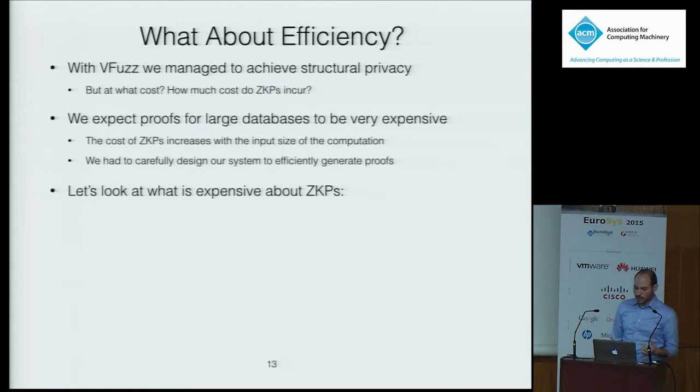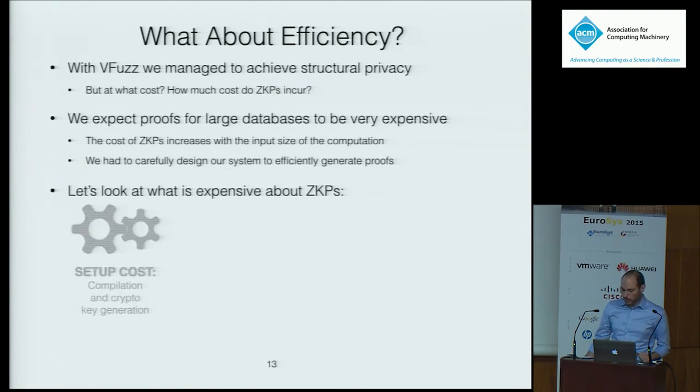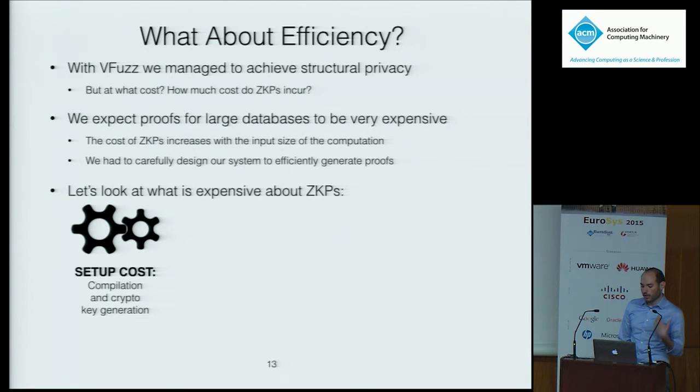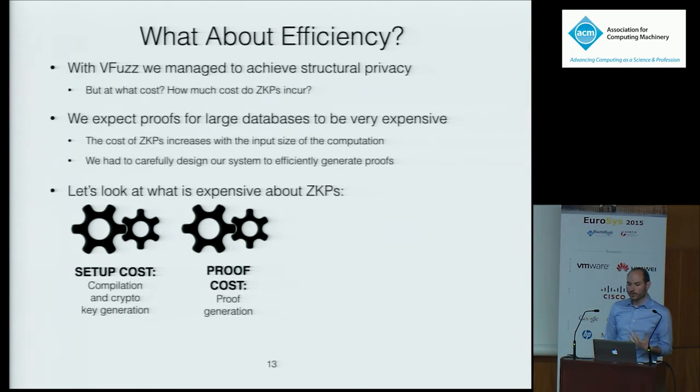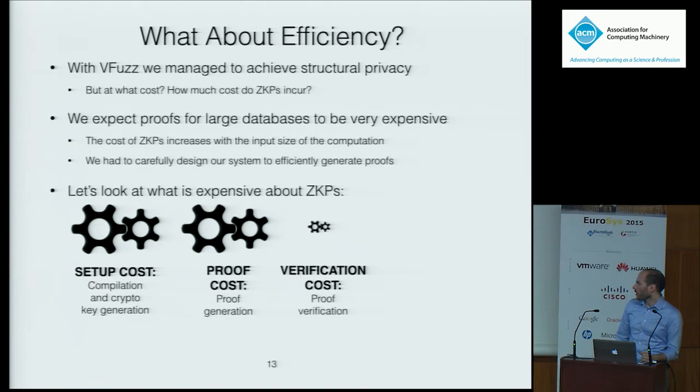Before I explain how we leverage this form to efficiently generate proofs, let me tell you a few words about the costs associated with zero-knowledge proofs. Given a program, first we have a high setup cost, which is for compiling a query and creating the necessary cryptographic keys to generate the proof. Then, generating the proof is also very expensive. Lastly, we have the verification cost, which is pretty small compared to the first two, so it won't bother us.